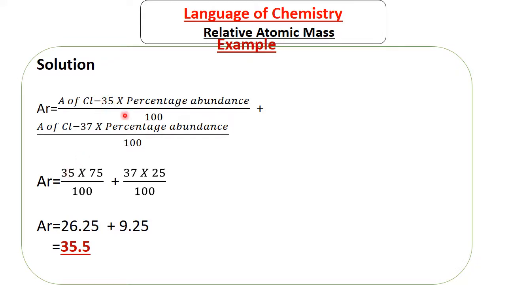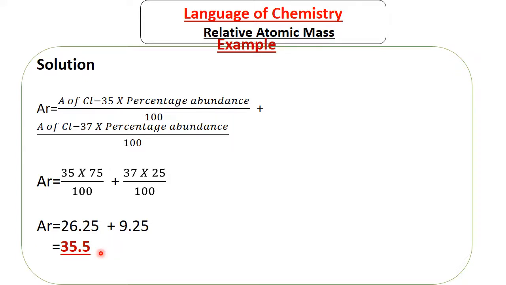So it's 35 times percentage abundance. According to the question, the percentage abundance was 75%, so we do times 75 over 100. We go to chlorine-37, its mass number is 37 times the percentage abundance, which is 25 over 100. When we calculate this, 35 times 75 divided by 100, we get 26.25, plus 37 times 25 over 100, which gives us 9.25. When we add, we get 35.5. So this is the relative atomic mass of chlorine.